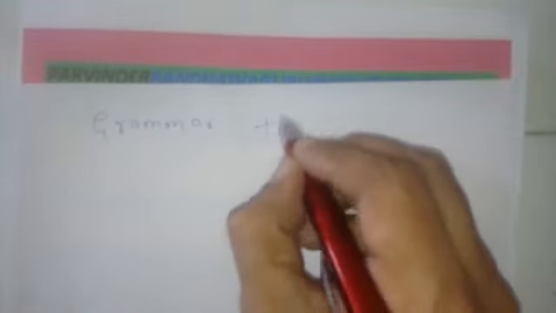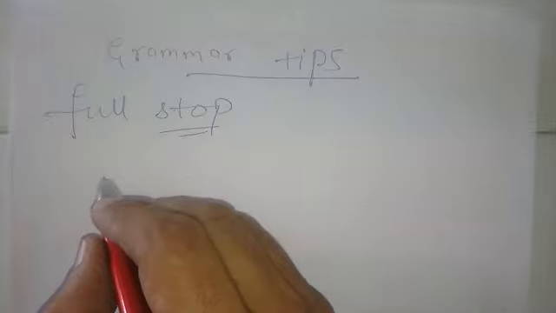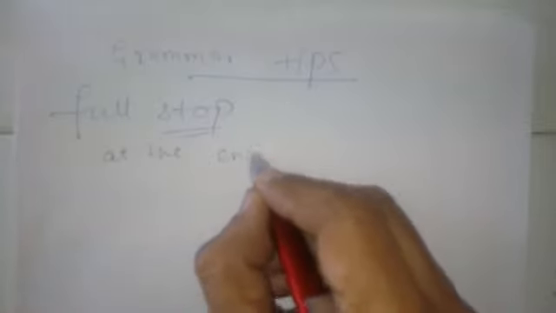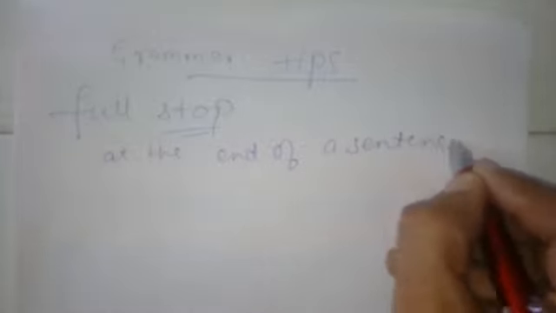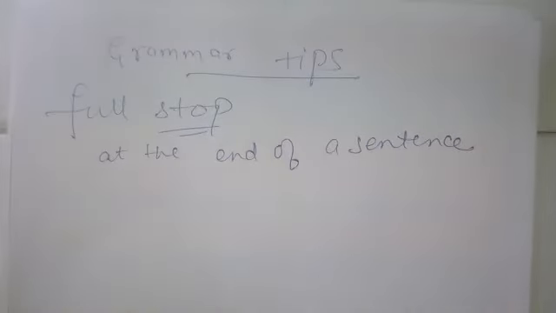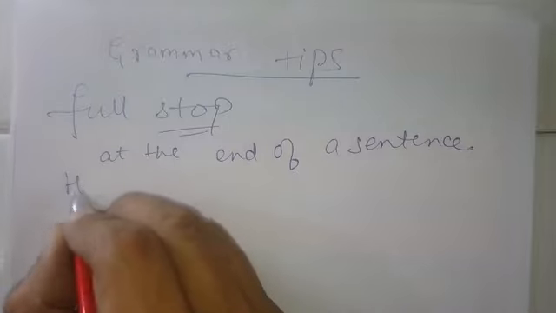Let's first talk about the full stop. These are common language, we can say grammar tips. So how to use the full stop? Everybody knows that we have to use a full stop at the end of a sentence. That's the main point. It's clear. But the thing is that writing now demands long sentences. You have to write very long sentences, 10 to 15 words in a sentence. Let's take a very simple example.